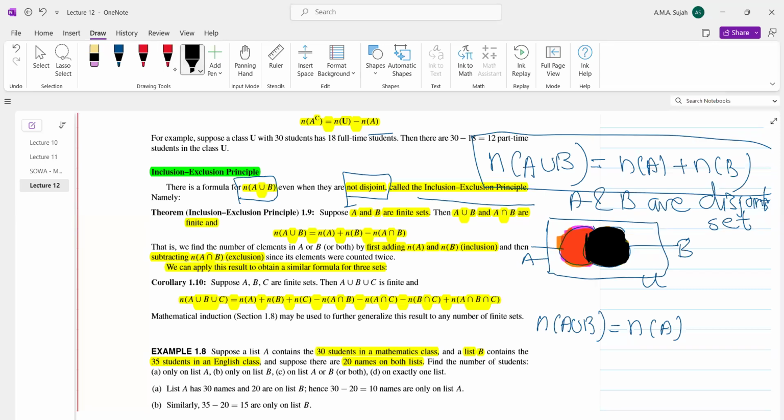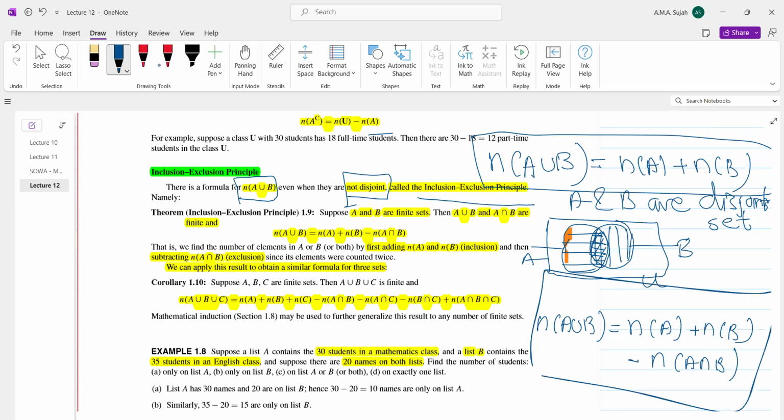The intersection area is duplicated, right? Look at here: the intersection area is duplicated twice. When you add the number of A plus the number of B, adding A covers all this area and B covers all this area, so the intersection area is counted two times. We need it only one time. That's why we subtract the number of A intersection B one time. This is the equation you need to remember, right?